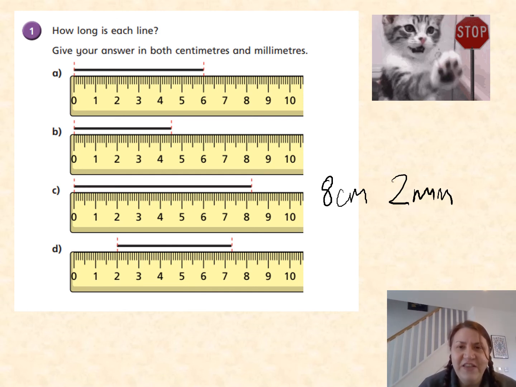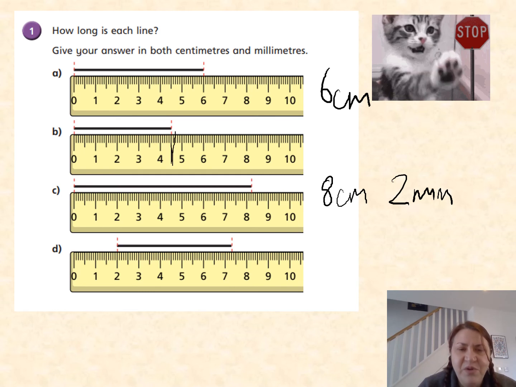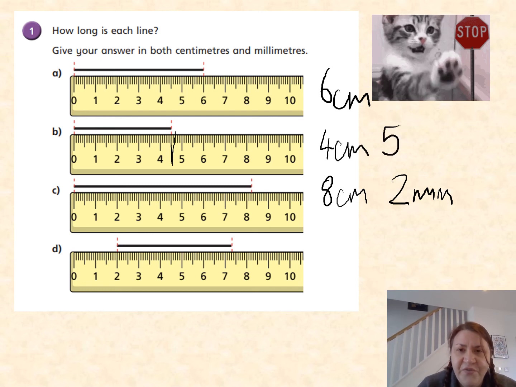Right, let's look at these together. So we've done C already. The top one stops dead on a centimetre, doesn't it? So the top one is 6 centimetres. That was nice and easy. The next one down I can see is on that halfway mark between 4 and 5, and half of 10 is 5. So I think it's 4 centimetres, 5 millimetres.